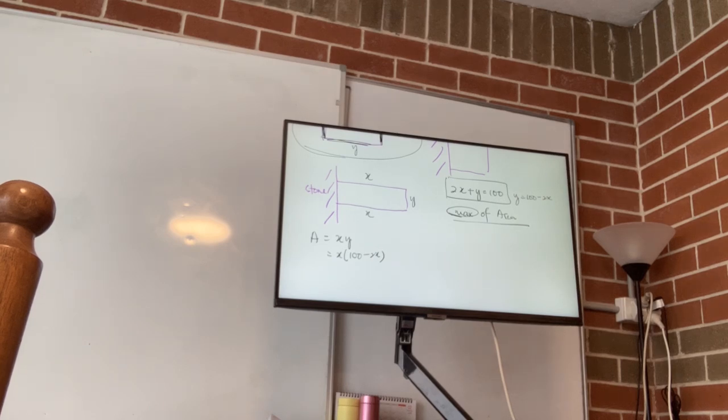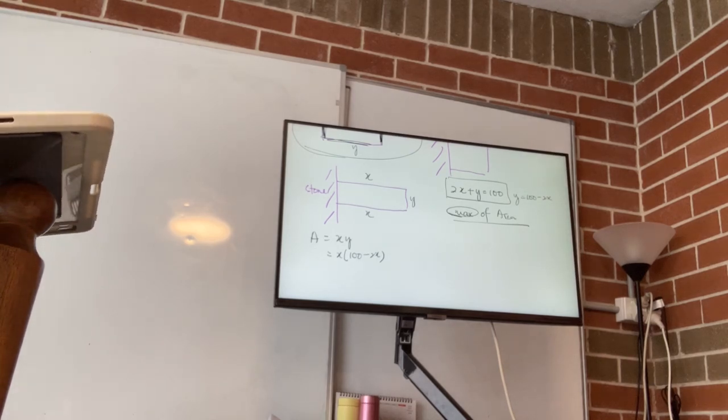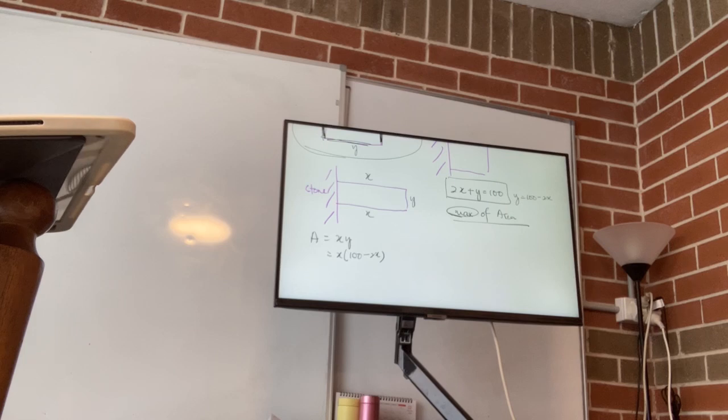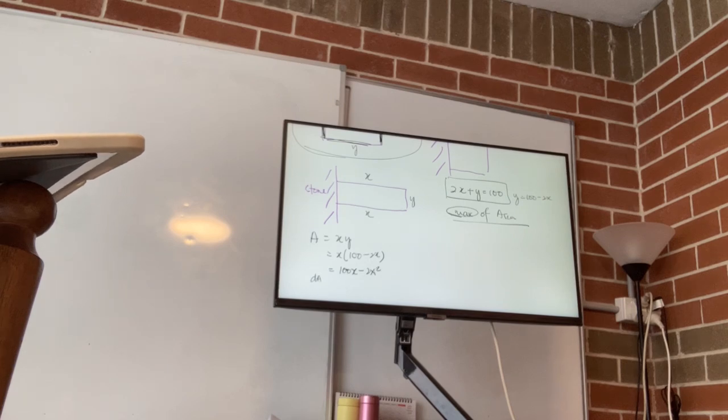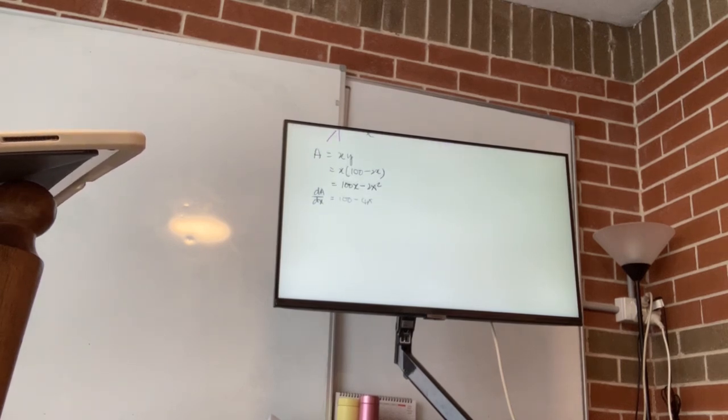Okay, so how do you differentiate? What should you do? Expand it. It's 100x minus 4x. Just after you expand it, differentiate. So 100x minus 2x squared, so dA/dx equals 100 minus 4x. And then what are you going to write? At stationary point.